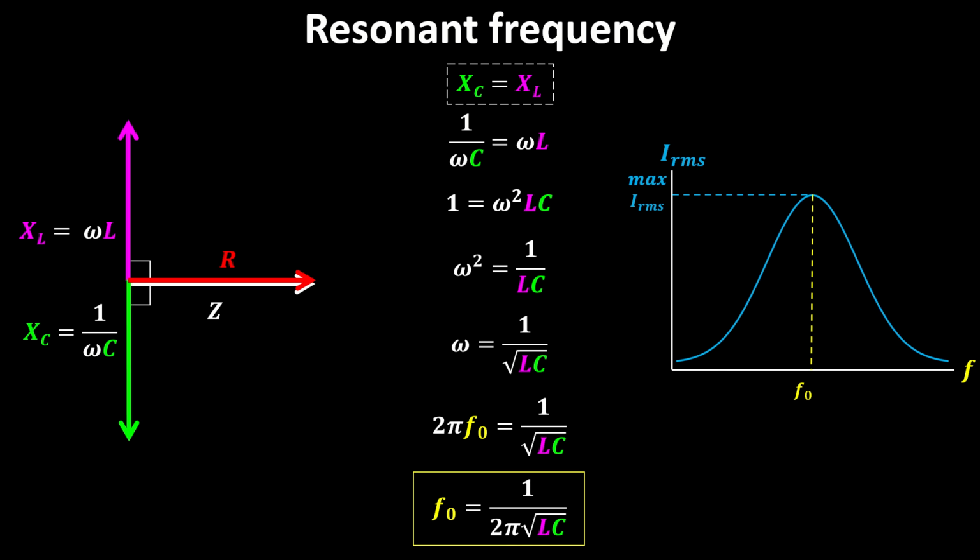You notice it doesn't depend on the resistance at all, doesn't depend on the supply voltage. The only things that affect the value of the resonant frequency are the inductance and the capacitance. The resistance and the supply voltage will affect what the value of the current is at that frequency, but the value of the frequency itself is determined only by the inductor and the capacitor.